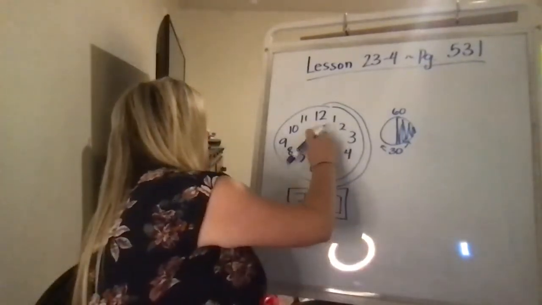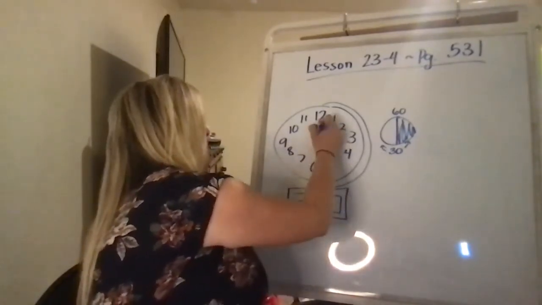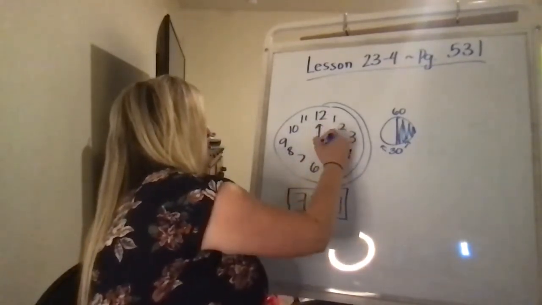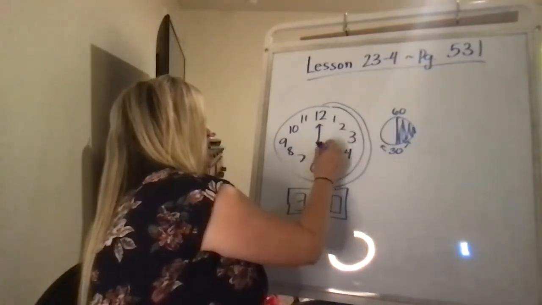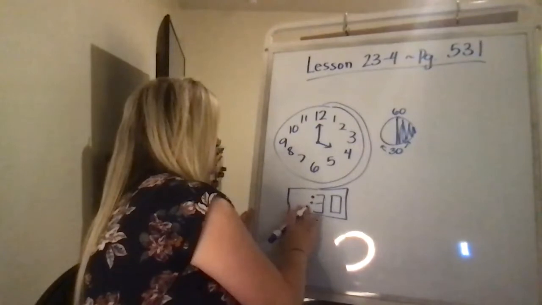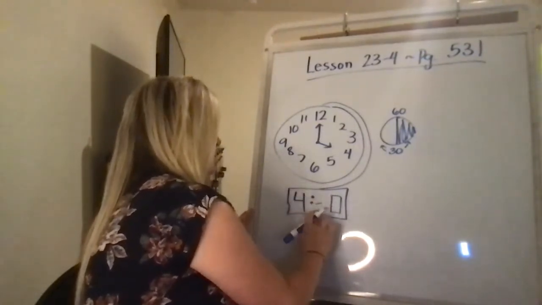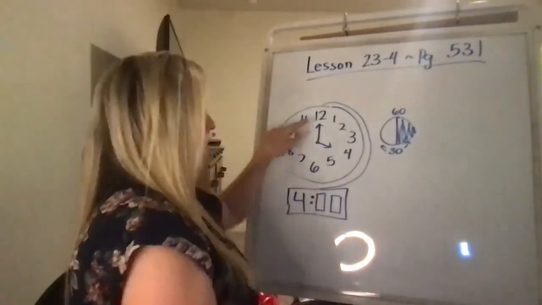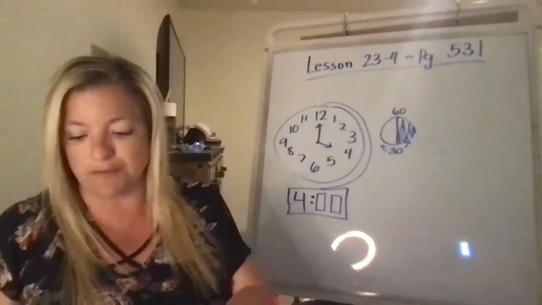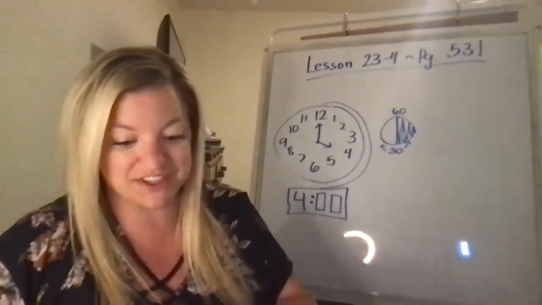The next one is pointing at the 4 with the hour hand. So it is now 4 o'clock. And my minute hand is going up to the 12. So that's super fun. I love those little matching puzzles and things like that.